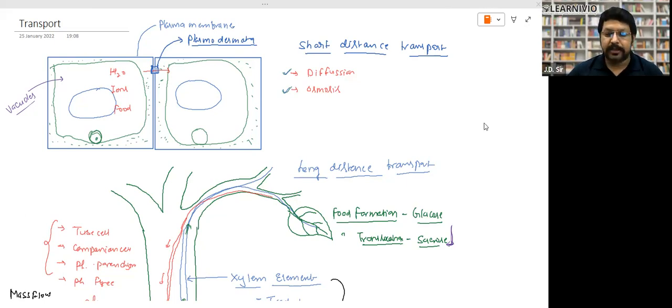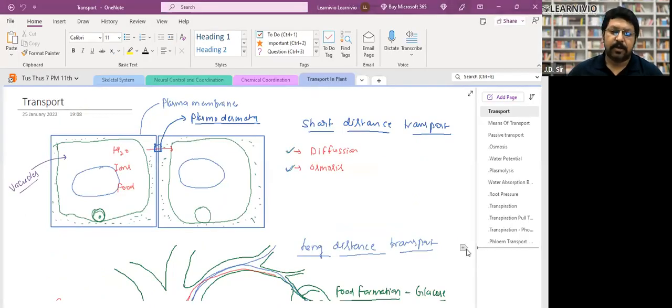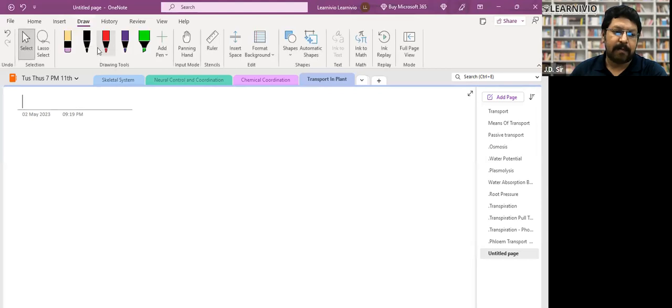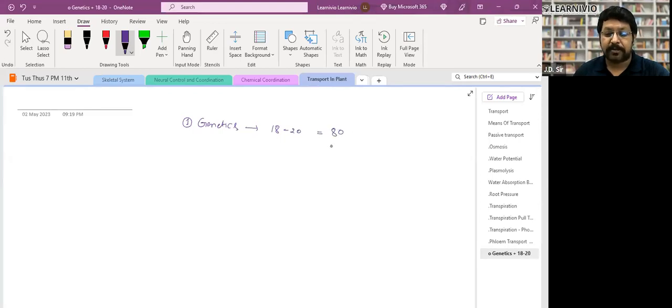So first, before starting the class, let me tell you. As per my own analysis of the last 10 years' question papers, I have made a list of these chapters. So I'll give you an idea of the weightage. The maximum weightage goes to the genetics part. You can't imagine, in genetics you will get a minimum of 18 questions and a maximum of 20 questions. So you can imagine the weightage is 80 marks.